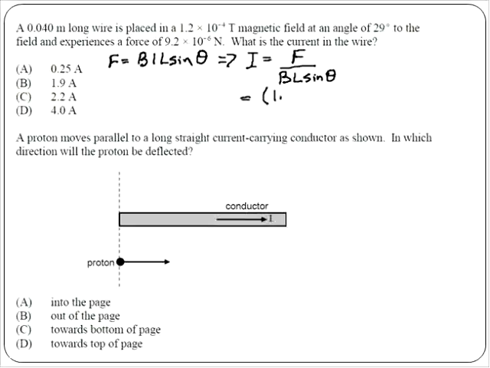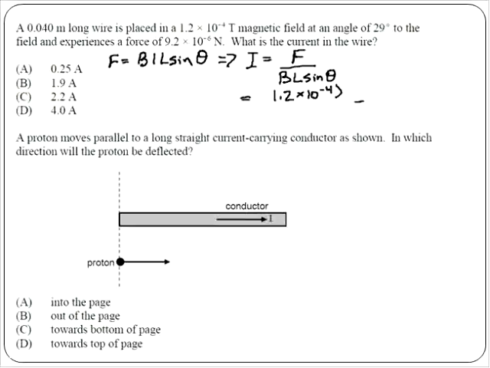The force is given as 1.2 times 10 to the negative 4. That goes on top. On the bottom we have B, the field strength. Whoops, that's not the force. That's not the force at all. Let's fix that.